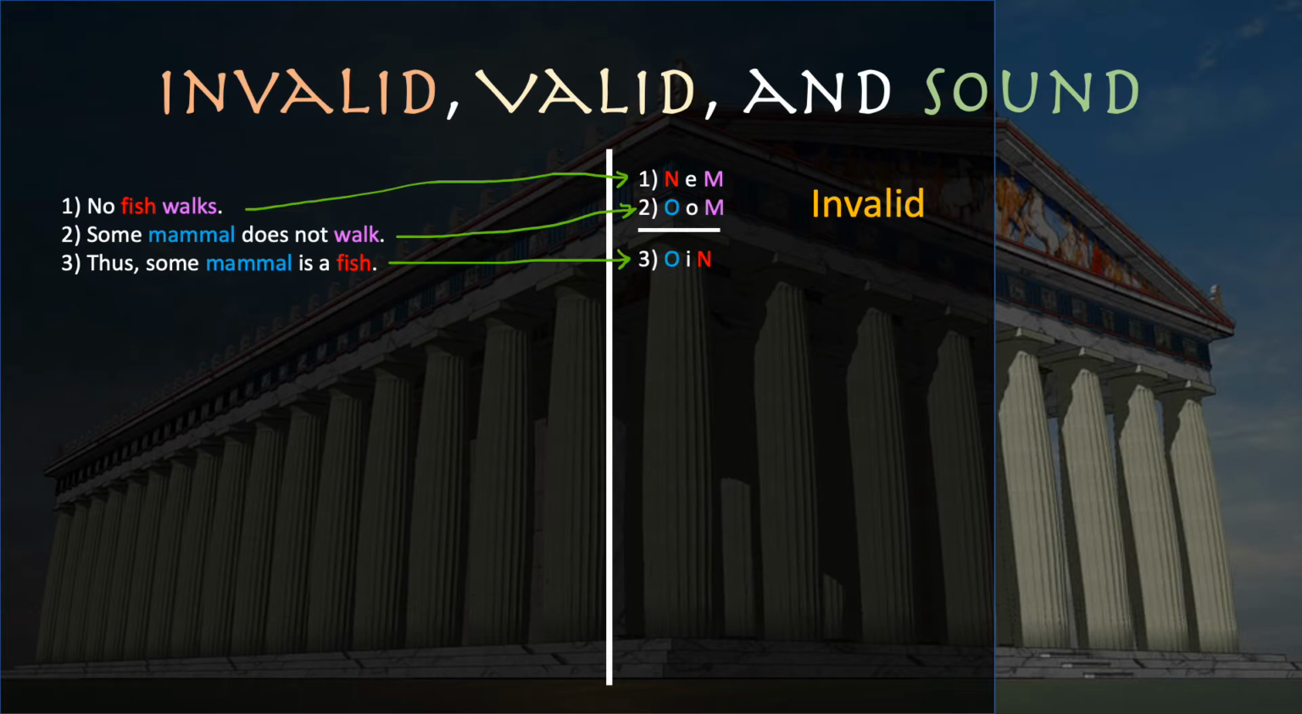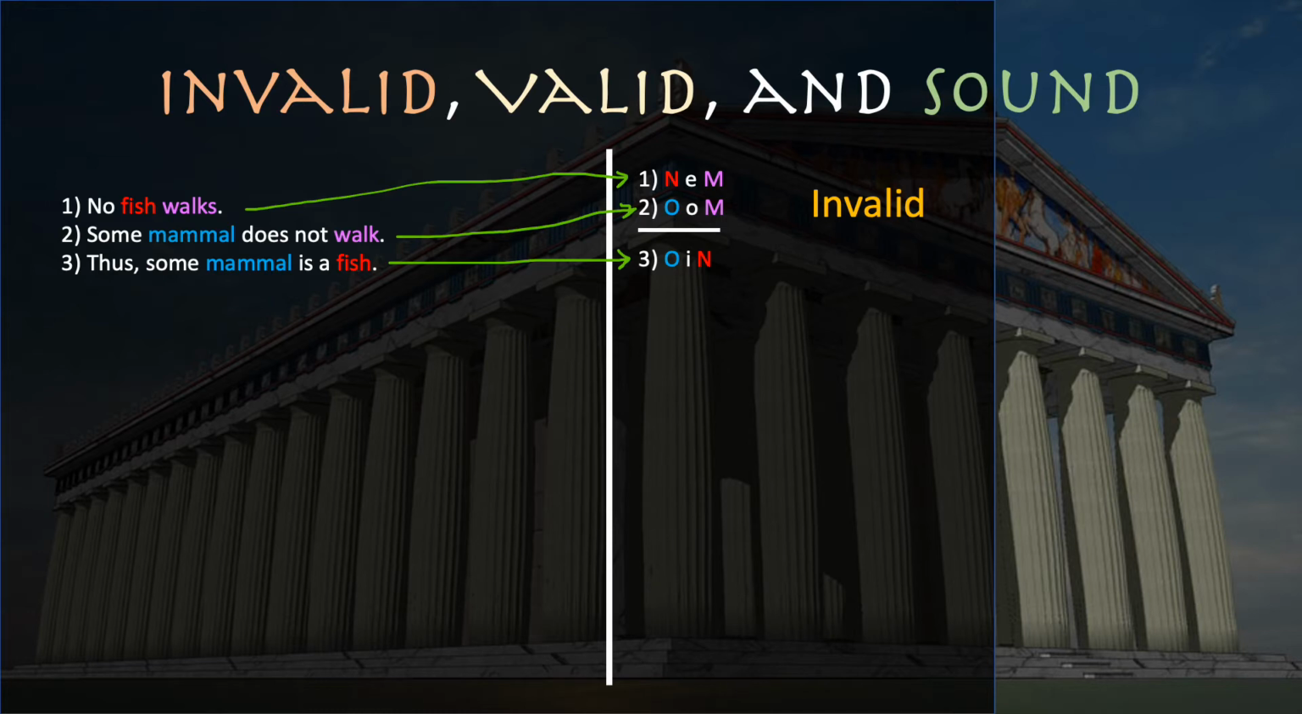The conclusion is represented in the same way. In this case, we have an I for the lowercase letter in between the two terms. That's because the conclusion is a particular affirmative proposition, and particular affirmative propositions correspond to the letter I.